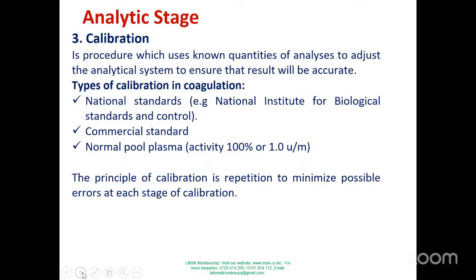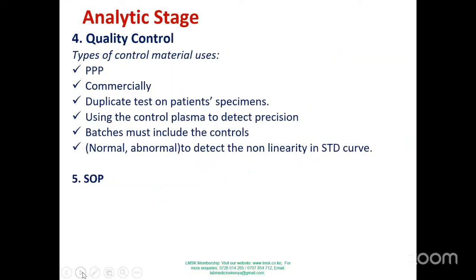So this could be based on national standards, commercial standards, or normal pool plasma, and that's what you need to use. The principle of calibration is repetition to minimize possible errors at each stage of calibration. So you normally see the calibration points. We have some with 2 endpoints. So it is repetition, and it looks at the factors that are generated at each and every point. Then from there, you'll use your QC system to check the calibration curve, whether it is functioning properly. And by doing that, you are maintaining the accuracy of the system.